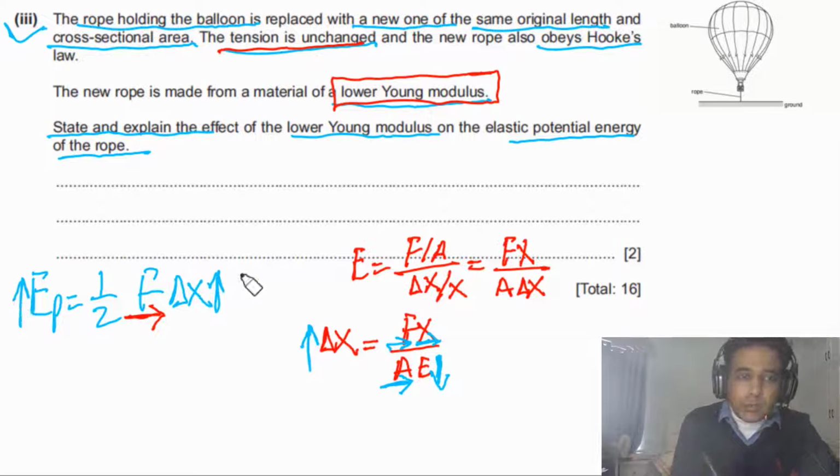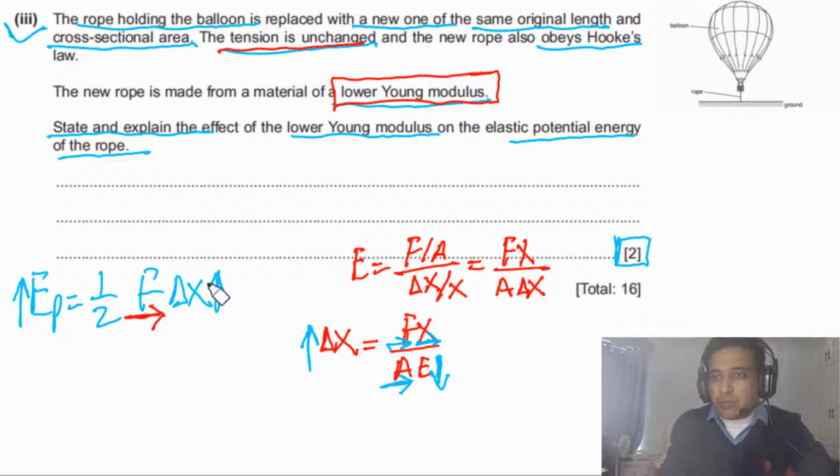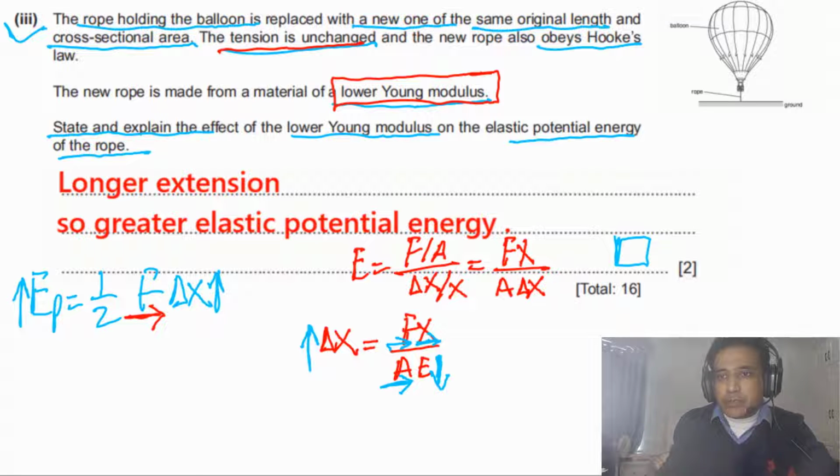So simply we need to write down that in this case delta X increases, so EP increases, and this question has 2 marks. Now let me show you the answer, how you can write down your answer. This is how you can write down your answer. You can mention these 2 points in your answer. If you have mentioned these 2 points, you will get 2 marks.